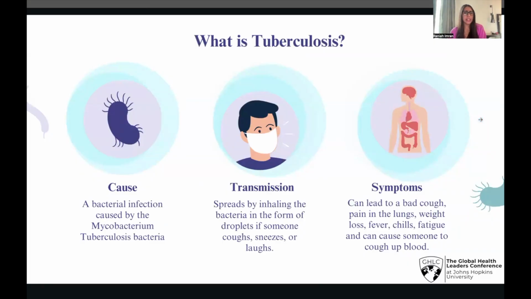So to start, what exactly is tuberculosis? Well, tuberculosis is a bacterial infection caused by the Mycobacterium tuberculosis. This pathogen is transmitted through the air when an individual with active TB coughs, sneezes, or talks, releasing microscopic droplets containing the bacteria. When these droplets are inhaled, the bacteria can reach the lungs and begin to multiply. Symptoms of TB include a persistent cough lasting several weeks, chest pain, weight loss, fever, chills, fatigue, and in severe cases, coughing up blood.